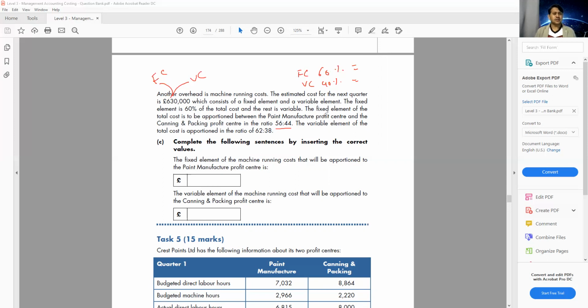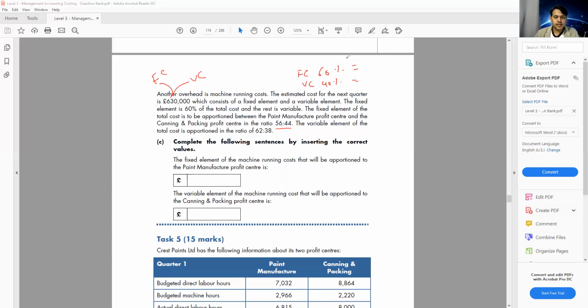So it's not difficult. The difficult part is when the question gives you this cost and doesn't say how much is fixed and how much is variable. Then you have to use the high-low method to find out how much is the variable and how much is the fixed. So let's do this one then.